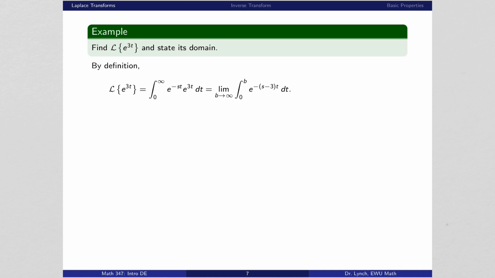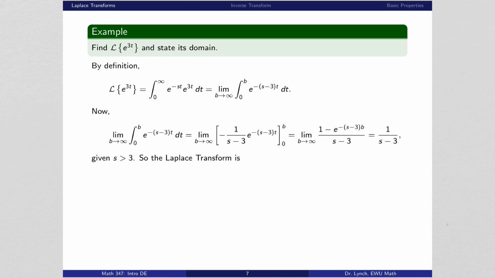So similarly, we integrate e to the 3t against our kernel e to the minus st from 0 to infinity, express that improper integral as the limit of a definite integral from 0 to b. Go ahead and take the integral, and we see there that our limit exists. That is, this term goes to 0 just so long as s is bigger than 3. So in this case, the Laplace transform turns out to be 1 over s minus 3, just so long as s is greater than 3.